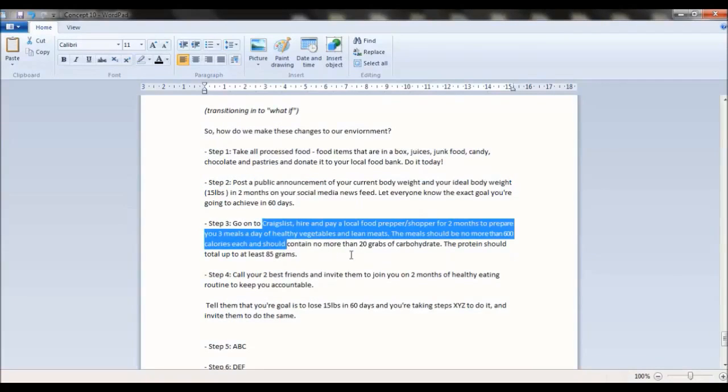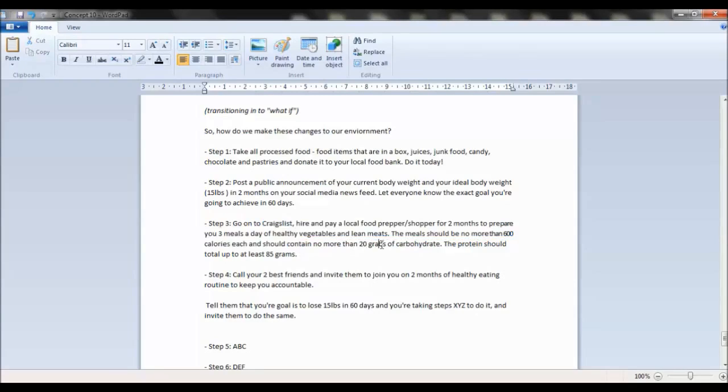Step 3, go onto Craigslist, hire and pay a local food prepper shopper for 2 months to prepare you 3 meals a day of healthy vegetables and lean meats. The meal should be no more than 600 calories and should contain no more than 20 grams of carbohydrate.